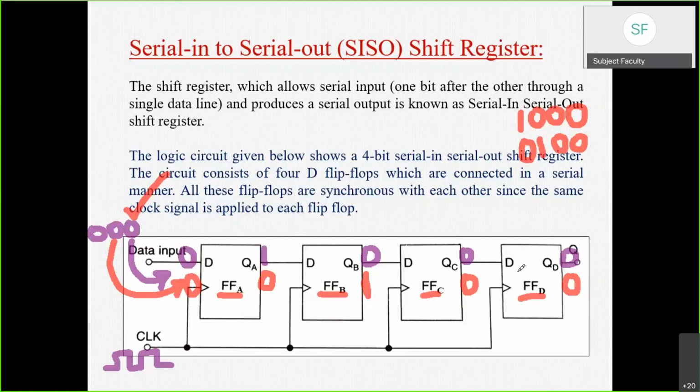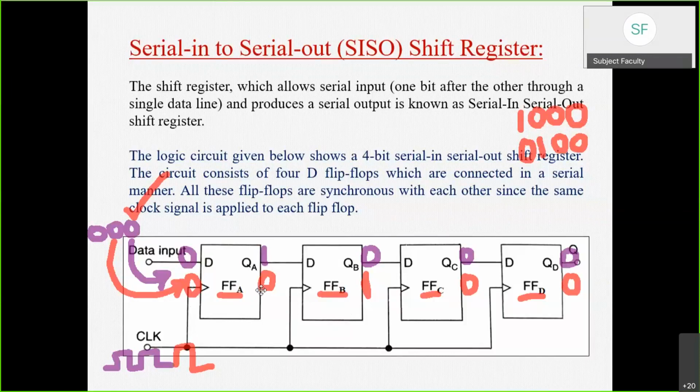Again I am changing the color in order to understand. So now observe, for this sequence, what is the output of flip-flop A? It is 0. Sorry, what is the input of flip-flop A? It is 0. So again 0 will be here. The input to flip-flop B, again it was 0. So output will be also 0.